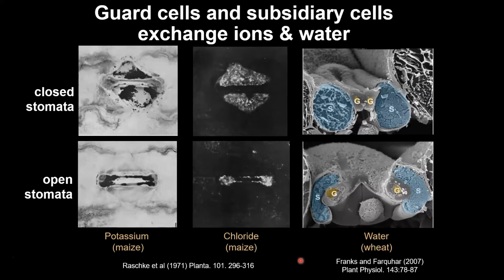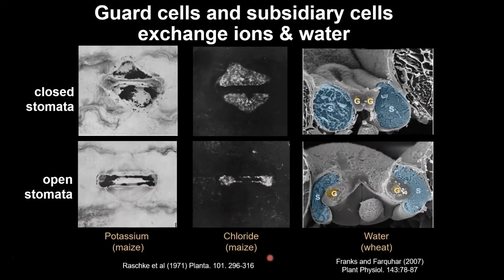Okay, so I want to talk just briefly about these subsidiary cells. What we know is that the way guard cells open and close the stomatal pore is by controlling their turgor. So when guard cells are turgid, they're full of water, they're full of ions, and the pore is open. This is also true in grasses. In the bottom row here, we have maize, and another grass, wheat, and you can see that the guard cells here are full of potassium, full of chloride, or full of water here. And you can see the back of the guard cell, I'm tracing here with my pointer, is full of water.